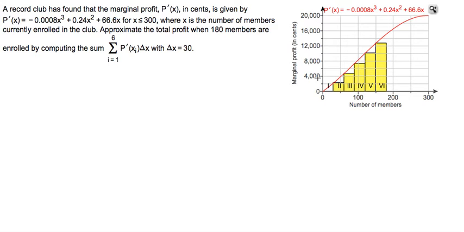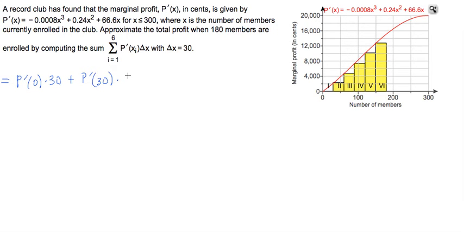When we're dividing the interval from 0 to 180 into 6 rectangles, 180 divided by 6 is 30, so that is the width of each rectangle. So that sum is equal to the areas of these 6 rectangles. The first rectangle has a height of P prime of 0 and a width of 30, plus the second rectangle has a height of, let's see, we're going by 30s here, so P prime of 30.